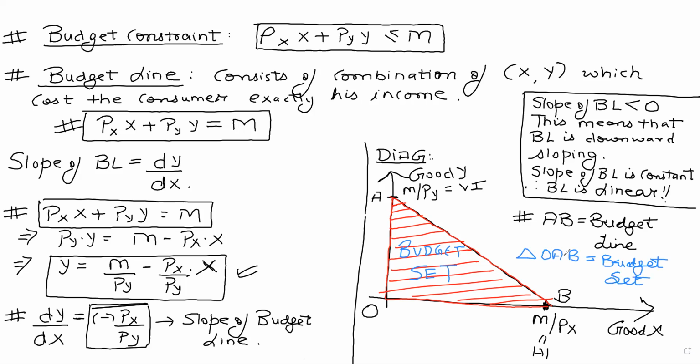So what do we observe? We observe that the budget line is costing you exactly your income. All points on the budget line AB will cost you exactly your income. But when we talk about the budget set, it not only includes the budget line, it also includes all combinations below the budget line. So hoping that students have understood this.